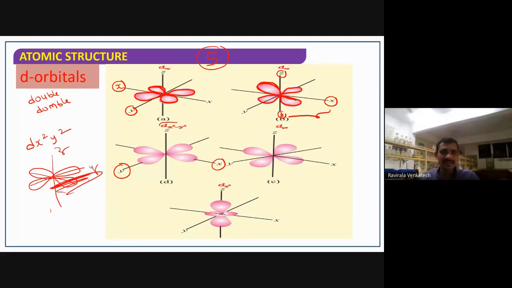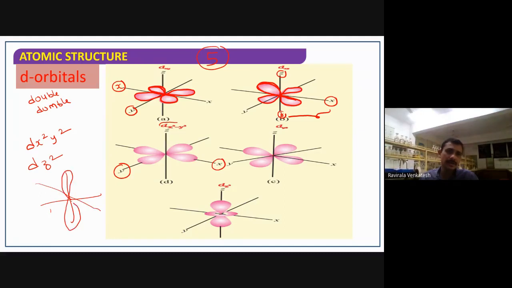Next, finally, we'll take dz square. Dz square is also very simple. The fifth orbital is dz square. Here, on the Z axis, you have to draw the dumbbell like this, only on the Z axis. And next, draw a spherical ring, because the electrons are moving. It looks just like the planet Saturn, the same like that. Okay, this is about dz square.